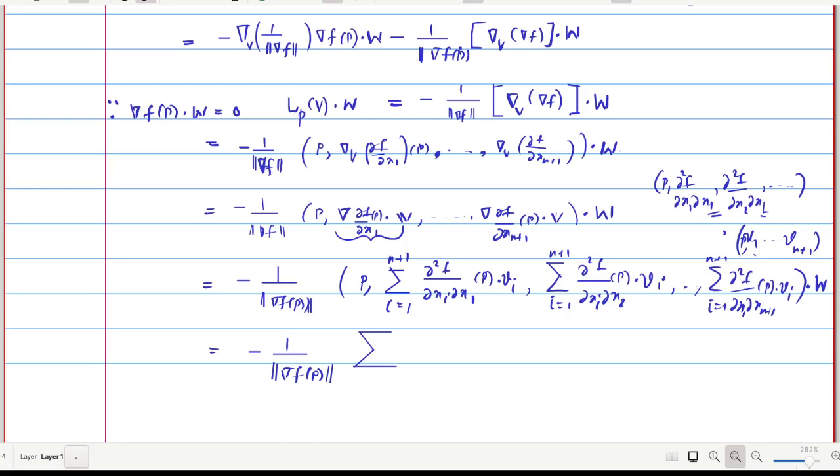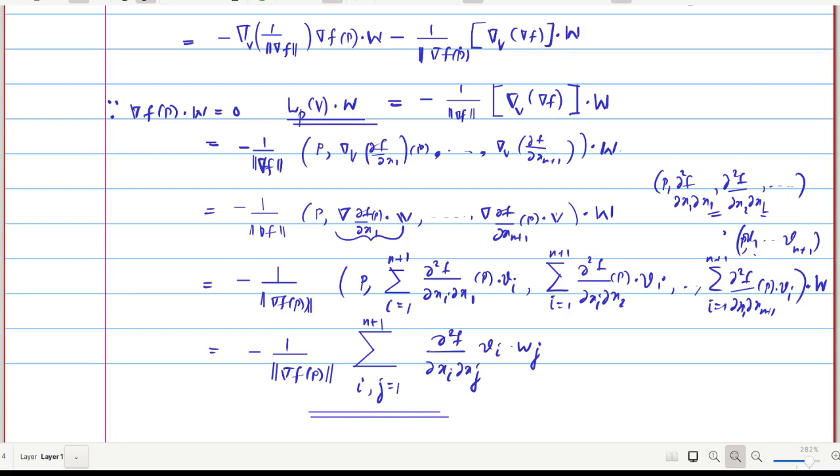Okay, so we write this as the sum over i, j equal to 1 to n plus 1. In fact, these are two summations. One summation is for i and the next is for j, both varying over 1 to n plus 1, and we write this as dou square f by dou xi dou xj, and we have vi times wj. Okay, so this will give LPV. This is the left hand side. What is the left hand side? The left hand side is LPV dot w.